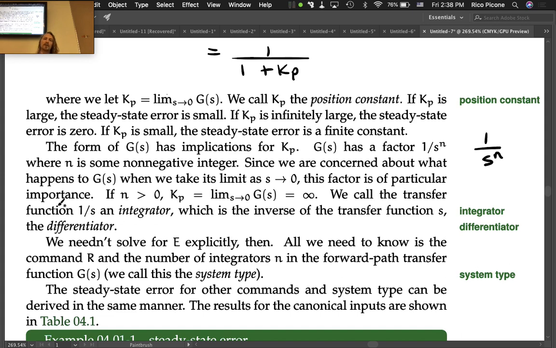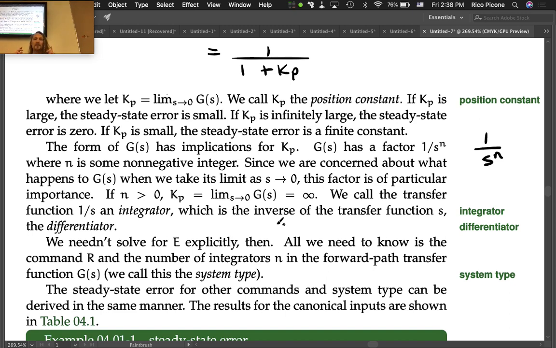So we call the transfer function 1 over s an integrator, okay? Which is the inverse of the transfer function s, which we call the differentiator. If you look at the integral of a function of time in the Laplace transform table, you'll see that it's just equivalent to having a 1 over s times the Laplace transform of that function. And if you look at the derivative, you'll see that factor of s show up. We've already seen that one quite a bit in the system dynamics portion of the course.